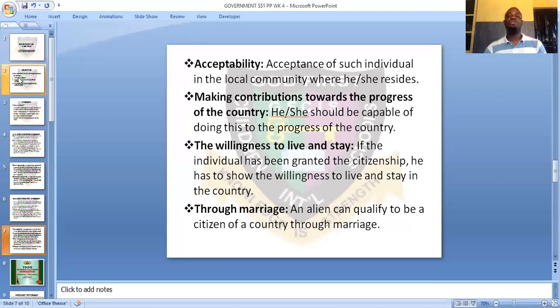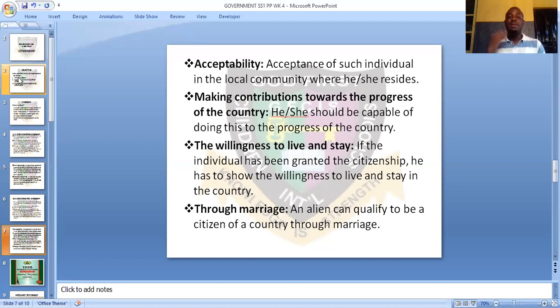Acceptability. Acceptance of such an individual in the local community where he or she resides is very, very important, in the sense that such person will be investigated to know if the person has a good character and is acceptable, and a lot of questions will be asked of those who live in the local community with such person. So that person needs to pass through this stage also before they can move to the next stage, which is making contributions toward the progress of the country.